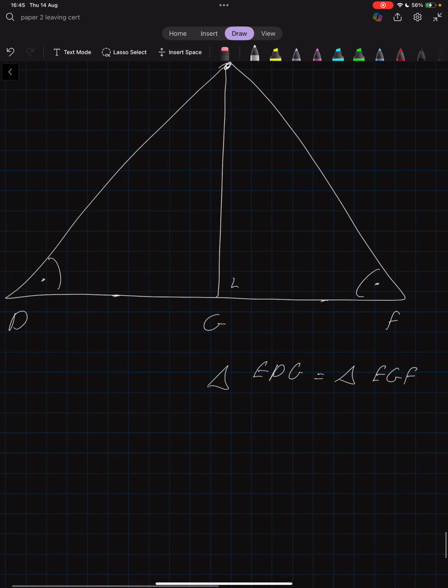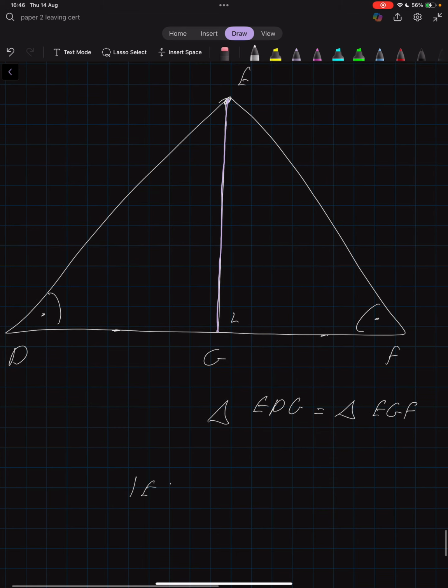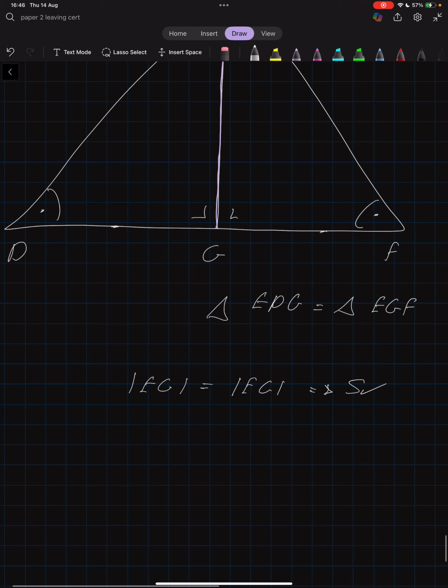So first of all, this side is common to both. So what you would say is, oh, well, that side is EG equals EG. So I've shown that at least one side is the same length. So I have the S part of it. This is clearly also a right angle. Okay. So I have that the angles are the same.